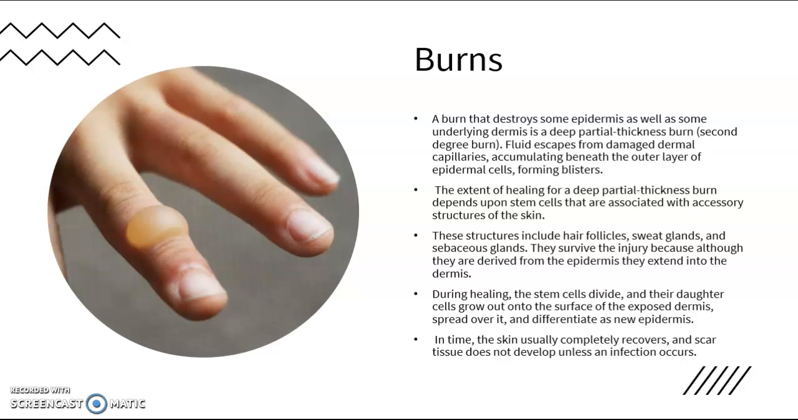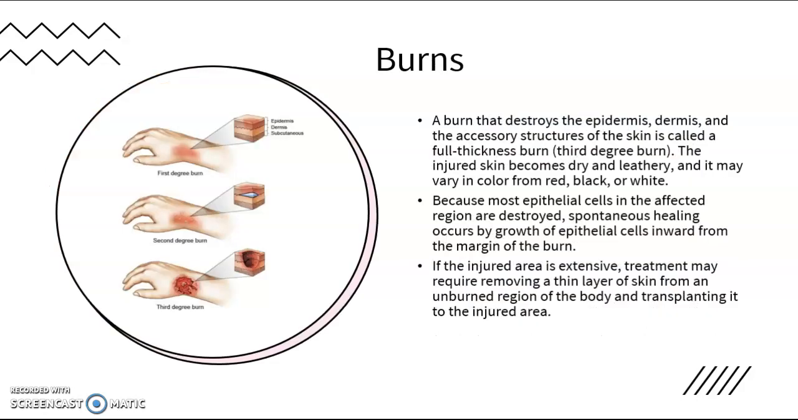During healing, the stem cells divide and their daughter cells grow onto the new surface of the exposed dermis, spread over it, and differentiate as new epidermis. In time, the skin usually completely recovers and scar tissue does not develop unless an infection occurs. A burn that destroys the epidermis, dermis, and the accessory structures of the skin is called a full-thickness burn, or third-degree burn. The injured skin becomes dry and leathery, and it may vary in color from red to black or white.